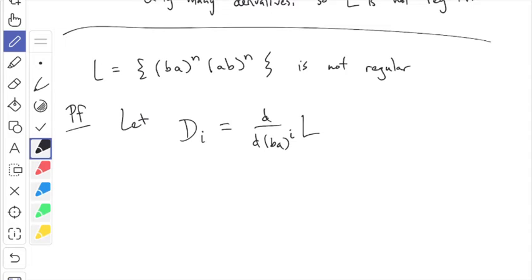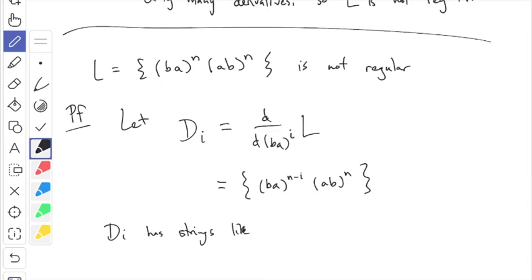Okay, now if I were to write it as a set, what does it look like? It looks like BA to the n minus i followed by AB to the n, right? So what we see here is some number of ABs at the end, and at the beginning, i fewer BAs, right? This is a little hard to say in words, but d_i has strings... I'll try and say this as best I can.